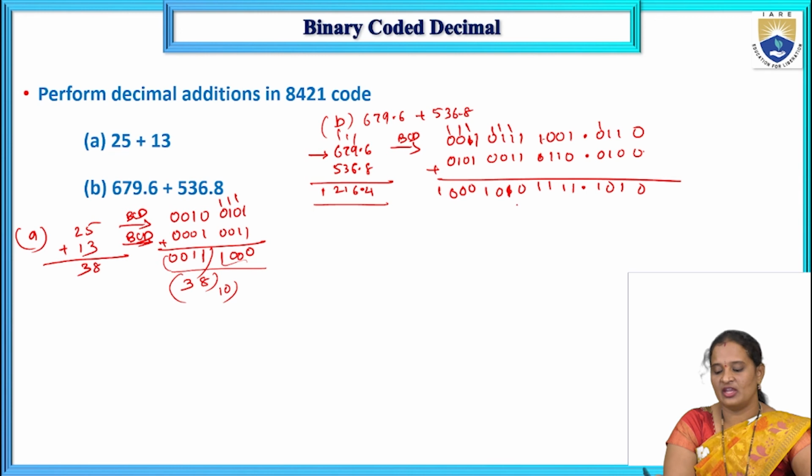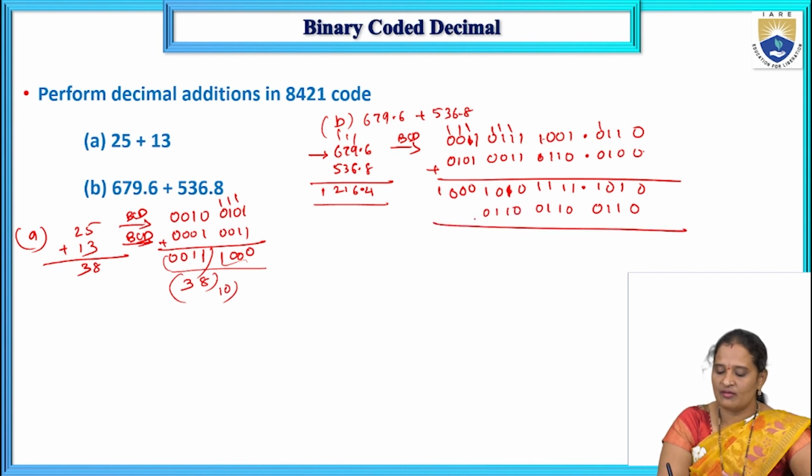Now, do we have any illegal codes? Do we have a carry from one section to the other section? We don't have any carry from one section to the other section. But we have illegal code. This is an illegal code. Now make a correction. And this is also an illegal code. Make a correction. This is also an illegal code. Make a correction. Right? So now add.